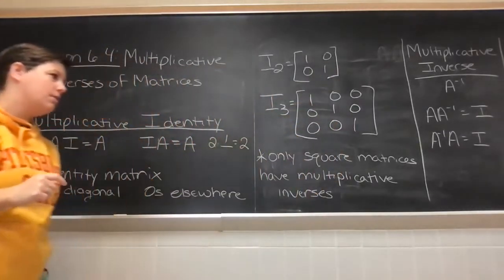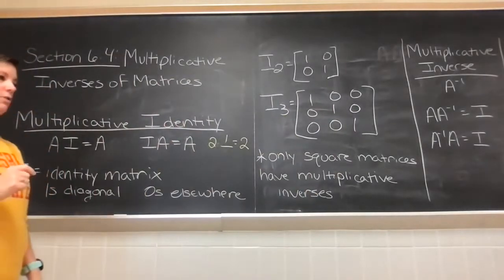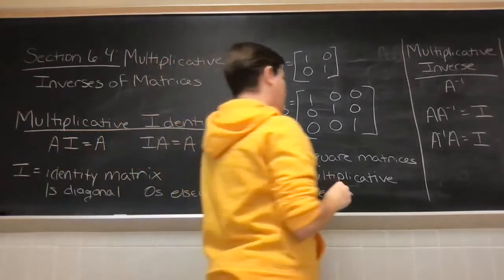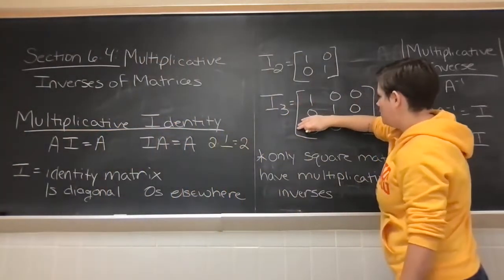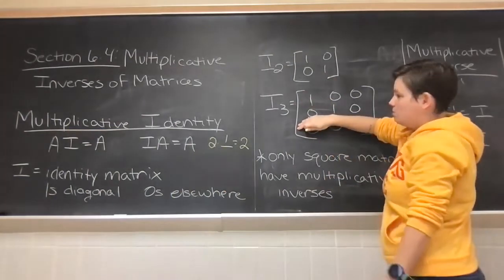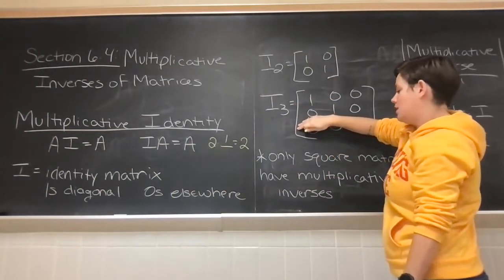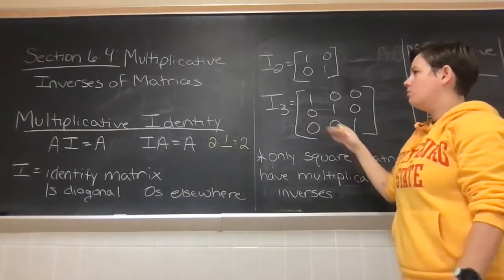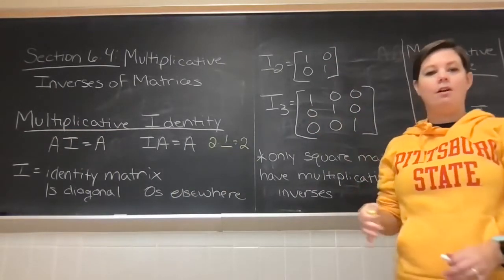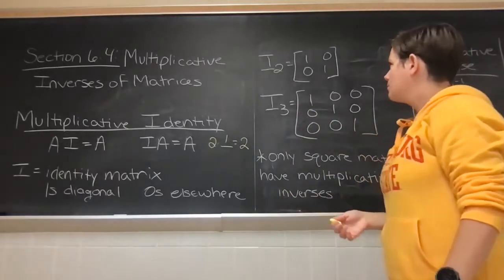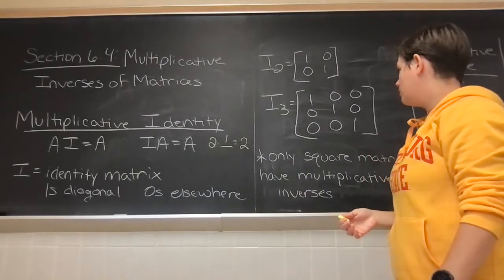You do want to note, though, that only square matrices have the multiplicative inverses. So if you have a matrix that's a 2 by 3, which means you wouldn't have this bottom row, notice you can't fully get that diagonal because it's not a square matrix. Thus, we can't get the multiplicative inverse. So it only works for 2 by 2s, 3 by 3s, 4 by 4s, 20 by 20s. So that's something to be aware of.